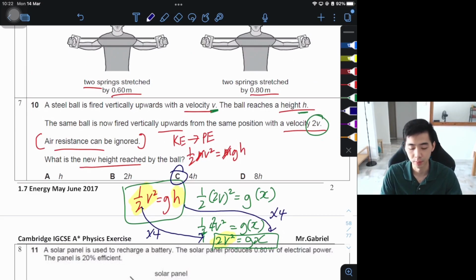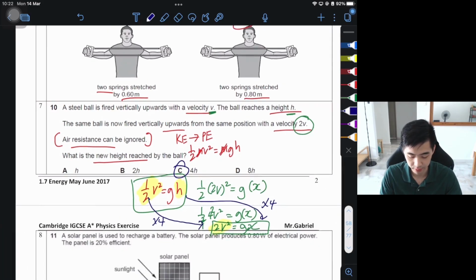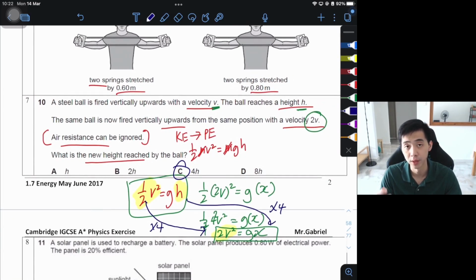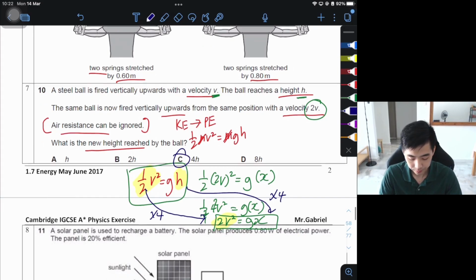Now this question is a bit complicated, guys. You might need me to explain this in person, but just hold this in mind first. It's basically going to be when you double the velocity, you're going to quadruple the height. If you triple the velocity, you'll times 9 the height, simply because of the square component here. That's the easiest way to look at it.